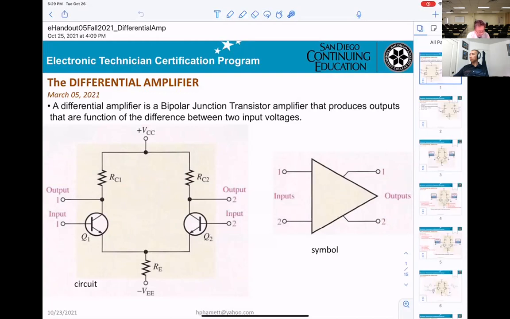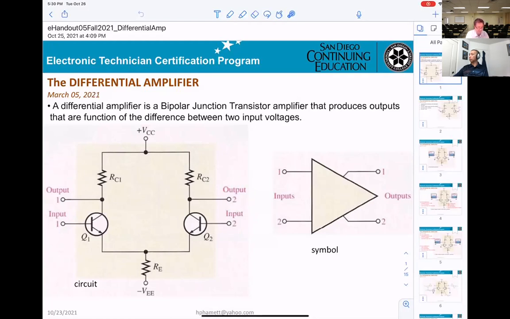A differential amplifier is a bipolar junction transistor amplifier that produces output that is a function of the difference between two input voltages. Okay, so now if you're looking at this circuitry here, that's a differential amplifier with input 1, input 2, and output 1, output 2.